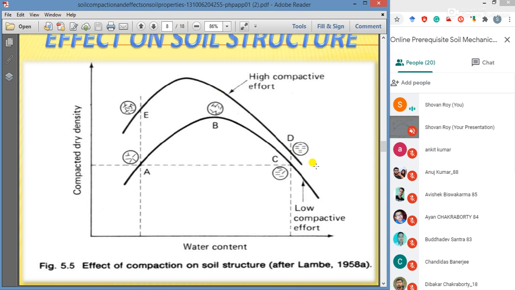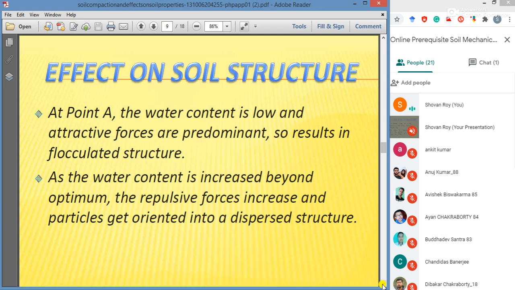This is the main function, but the intention of the theory is that the structure is changing. We are putting in compaction, and the structure of the soil is changing due to the application of compaction energy or load. This is the structure. Next is the effect on soil structure, which I have already mentioned.